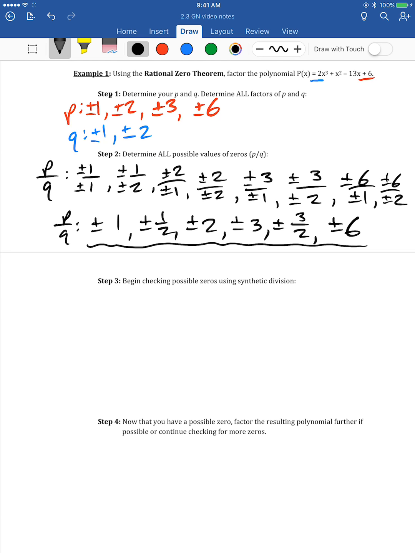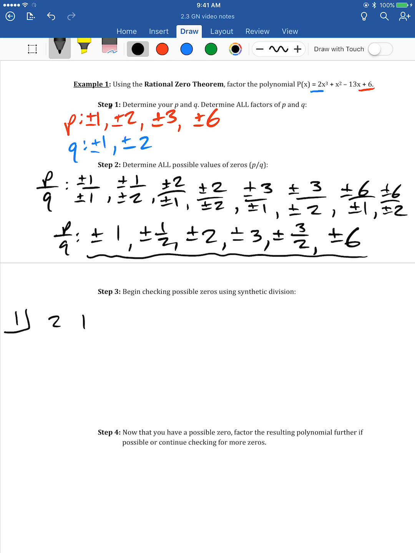How do we check? Well, we know from the factor theorem that if we use synthetic division, if our remainder is 0, then that's a factor. So we want to use synthetic division and start checking. We're just going to start choosing some of these numbers. So I could start with positive 1. I'm going to use synthetic division, so 2, 1, negative 13, and 6. And if my remainder is 0, then I know I have found one of my factors, one of my zeros. So I'm going to try this here.